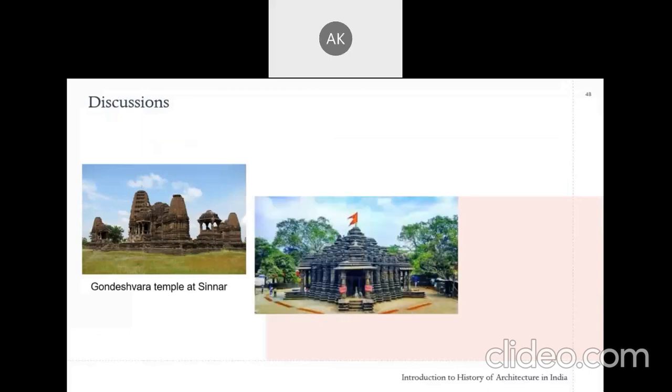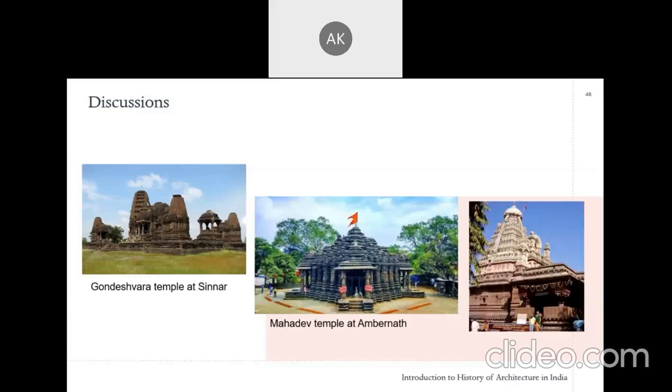What about this? This is Ambarnath Mahadev temple, near Mumbai, Maharashtra again. So, do you know this temple structure? Yes, I visited them. I currently live in Mumbai. Okay, so you know about that. Correct, it is the Mahadev temple at Ambarnath.